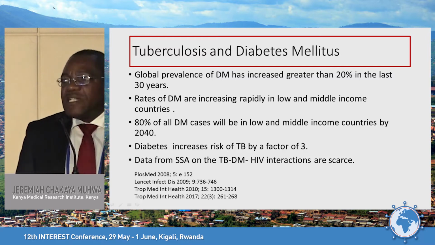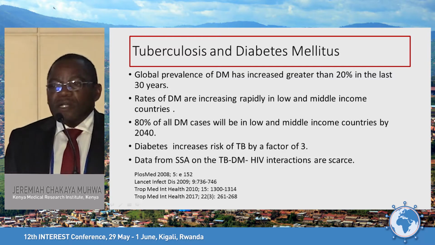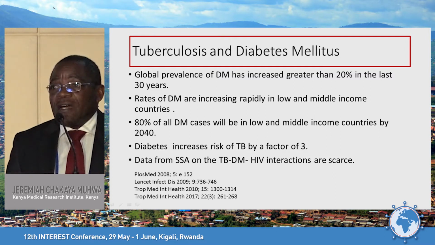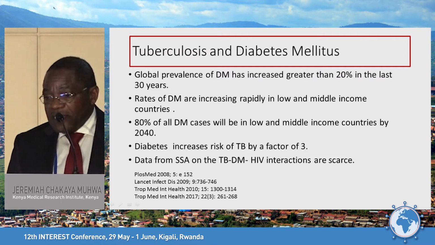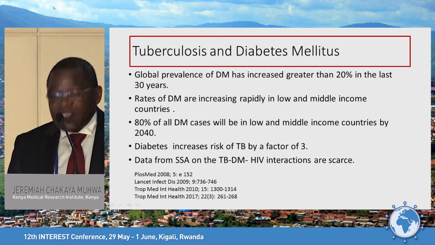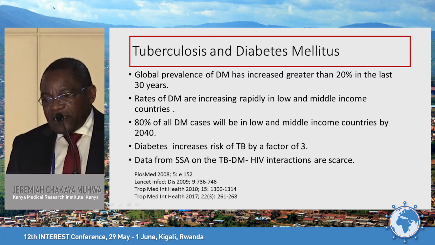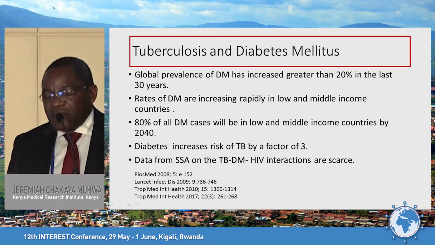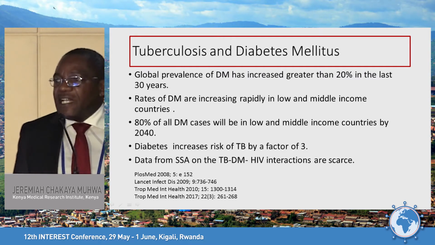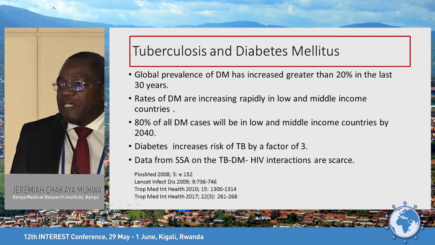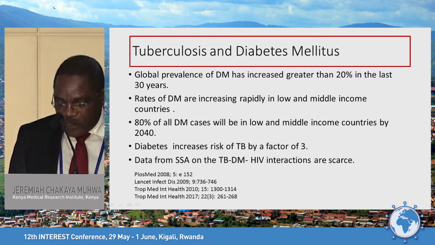But there are new things that we need to worry about, and one of those is diabetes mellitus, a major problem now in the world. I am told that this illness has increased a great deal over the last 30 years by more than 20%. It's rapidly increasing in low and middle income countries, and apparently in the next few years, 80% or more of the cases of diabetes will be in low and middle income countries, including Africa.